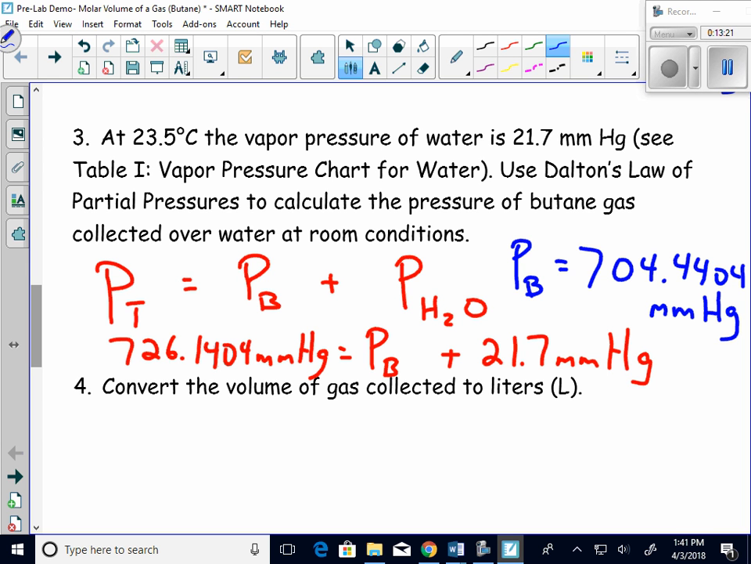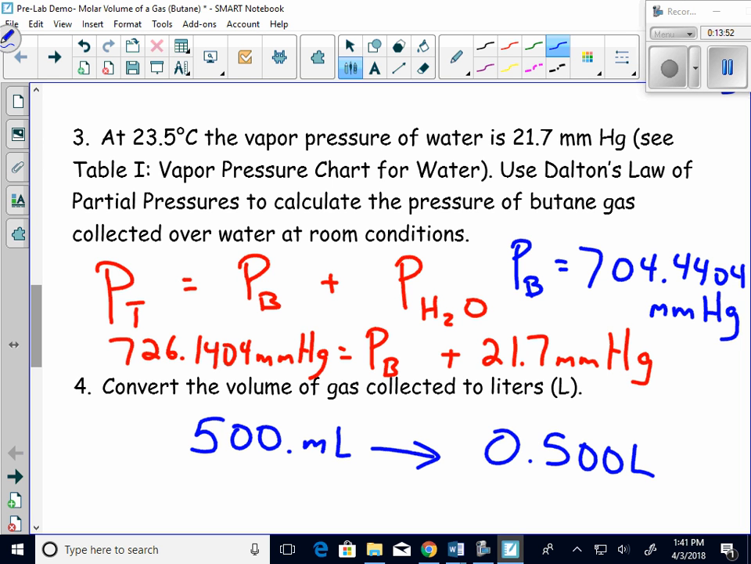Now, problem number 4 says, convert the volume of gas to liters. Well, in my original problem, how much gas did I collect? If you go back and look at the start, it says 500 milliliters. If I convert that to liters, what is that? 0.500 liters.